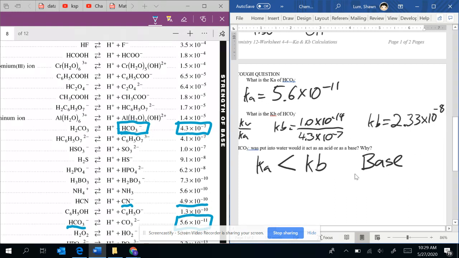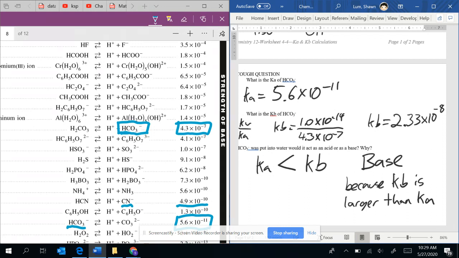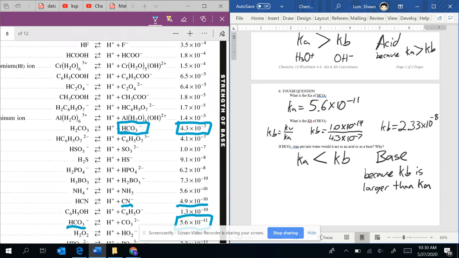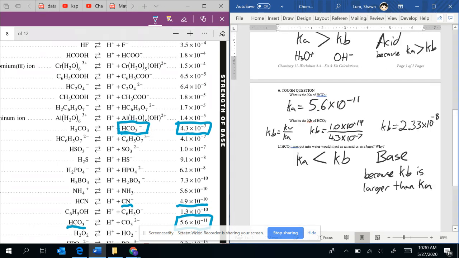And the reason why is because Kb is larger than Ka. Okay? So hopefully that makes sense.